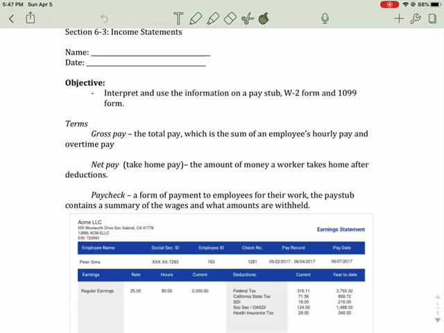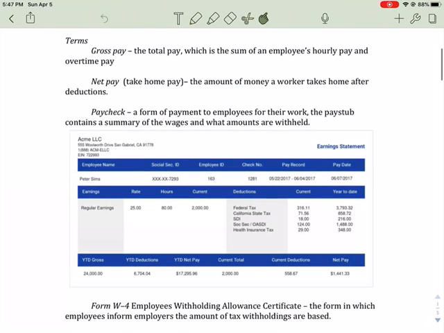But net pay is how much you take home. It's the amount of money that you take home, which has all of your taxes deducted from your gross pay. Now, your paycheck is the form of payment that employers pay you. Most of us, and I think almost all employers, now use direct deposit. So you don't get a traditional paycheck. You don't get a check. But you should somewhere be able to access or be given a pay stub.